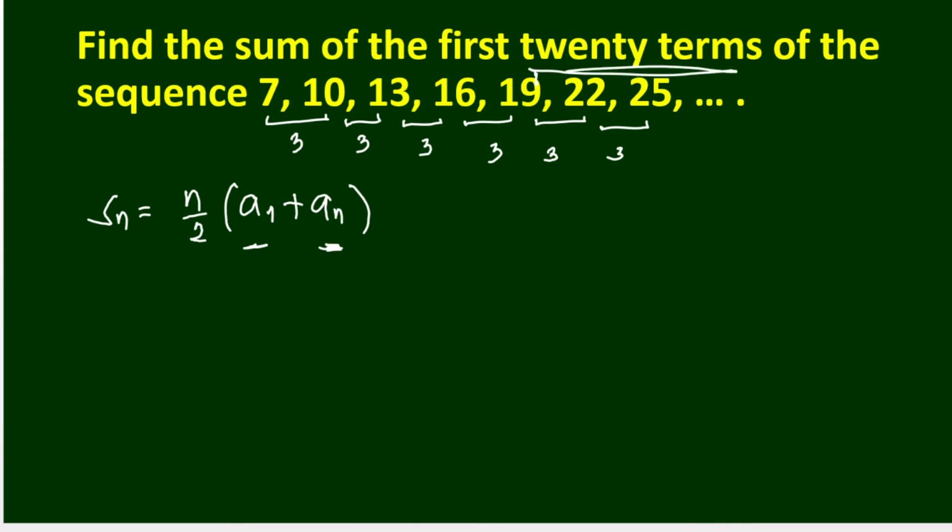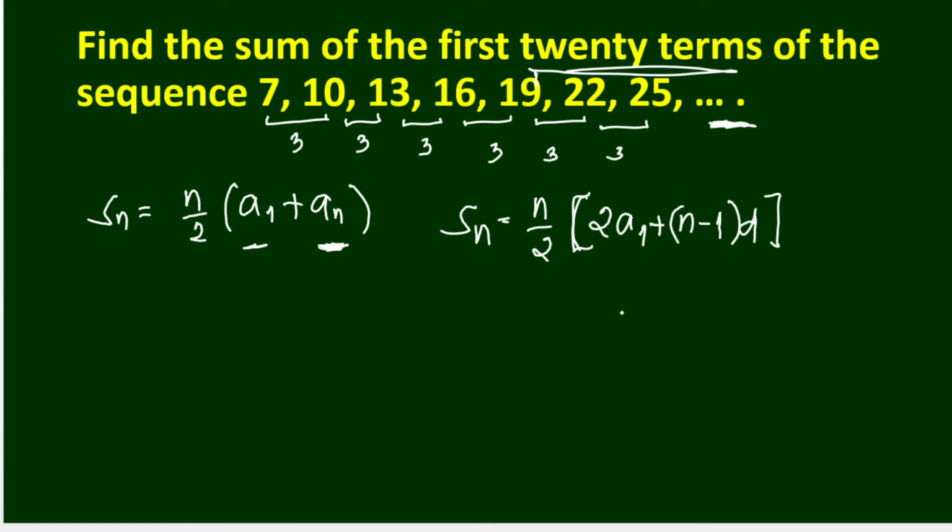But the problem is, we don't know the last term, because in our sequence it goes on and so on. Basically, our only way is to solve for the 20th term first and then use this formula, but that will take us a lot of time. So we will use the second formula for the sum, which is S sub n equals n over 2 times 2 a sub 1 plus n minus 1 times d.